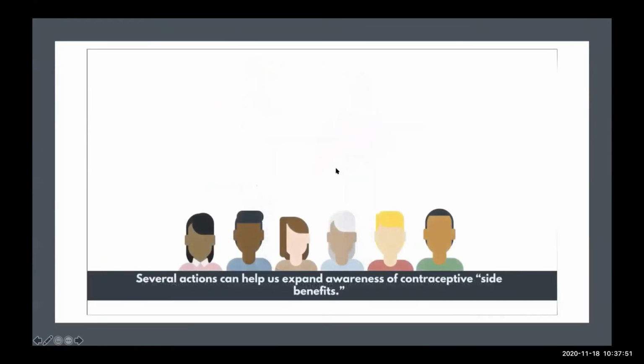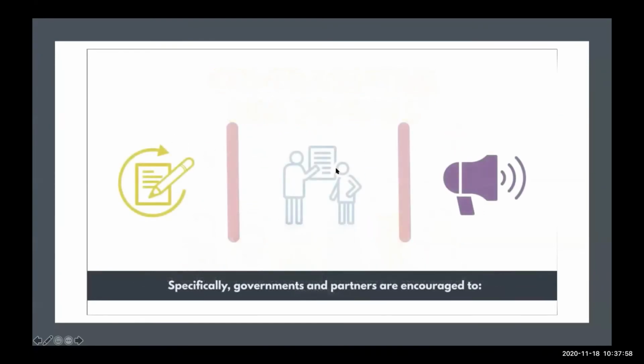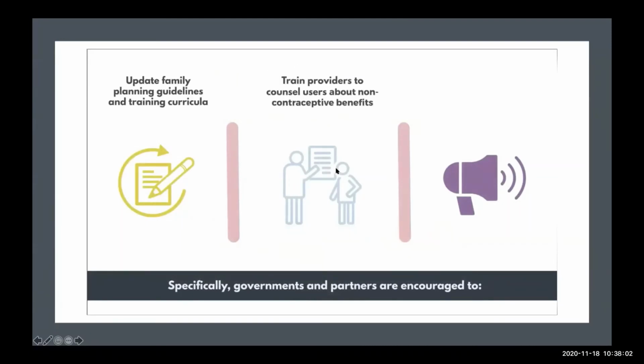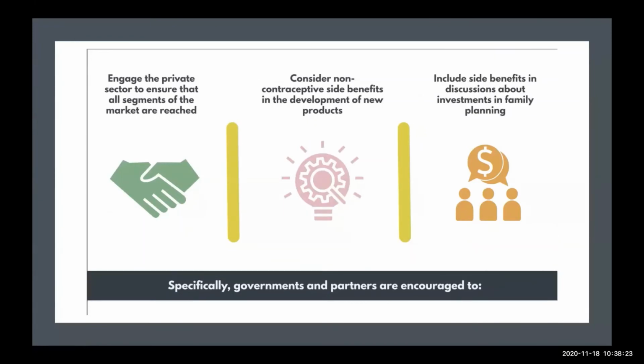Several actions can help us expand our awareness of contraceptive side benefits. Specifically, governments and partners are encouraged to update family planning guidelines and trainings to reflect non-contraceptive benefits, increase awareness of these side benefits through educational campaigns, engage the private sector to ensure that all segments of the market are reached, and continually consider non-contraceptive side benefits in the development of new products and in discussions about investments in family planning.